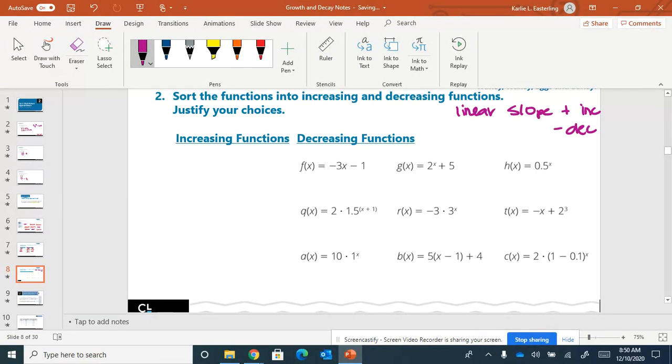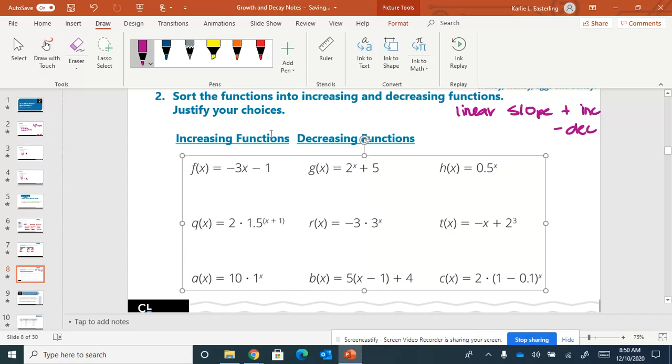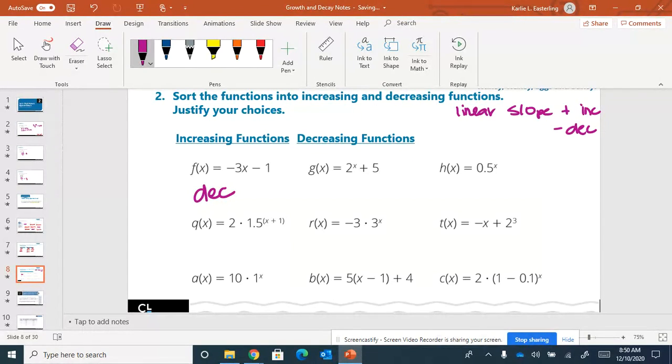So let's look at f of x first. Is that going to be an increasing or a decreasing function? Actually, I'm just going to make this extra big and we're just going to write it underneath the picture. But on y'all's work, you can list them under the increasing and decreasing. If we're looking at negative 3x, our slope here is negative 3, so that is going to make this a decreasing function. Our other linear function was t of x, which is down here. Again, negative x, so again, this one will be decreasing. And then down here, b of x was our other linear function. Whenever you distribute this 5 in, you'll have positive 5x, so this will be an increasing function.